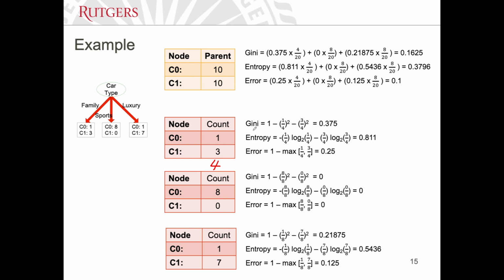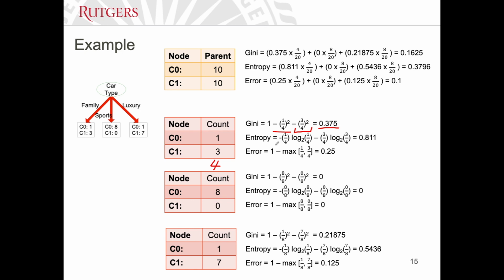To calculate the Gini index, based on the formula, for the first class, which is class 0, we have 1 instance under this class and a total of 4. So it's 1 divided by 4 to the power of 2. And for class 1, we have 3 instances under this class and a total of 4. So based on the formula, we'll do 3 over 4 to the power of 2. Then the final value is 0.375.